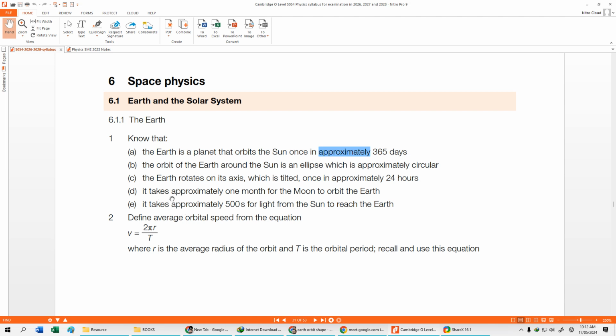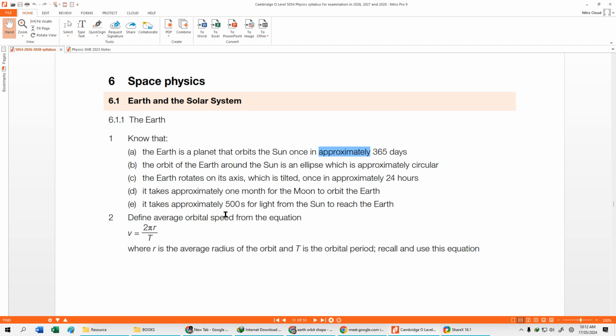That's the important bit. It takes approximately 1 month for the Moon to orbit the Earth. It takes approximately 500 seconds for the light from the Sun to reach the Earth. So after light leaves the Sun's surface, to reach the Earth's surface altogether it's gonna take about 500 seconds.